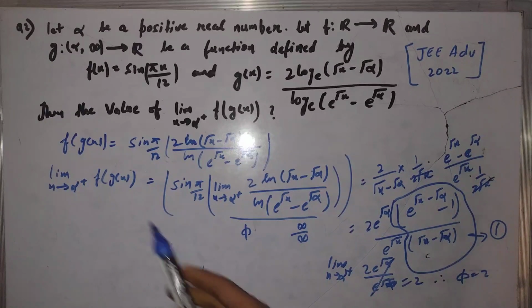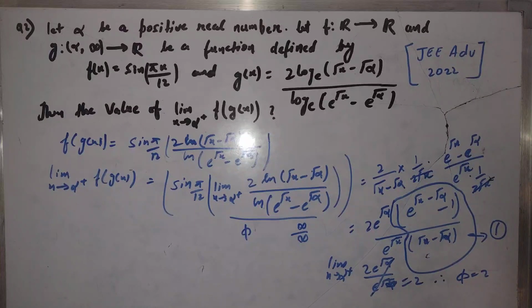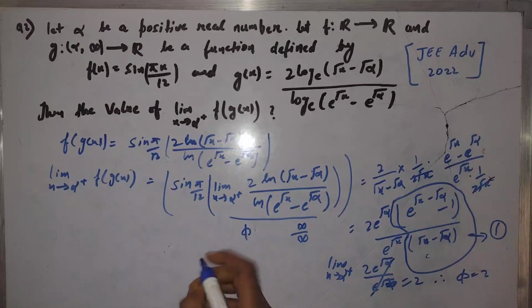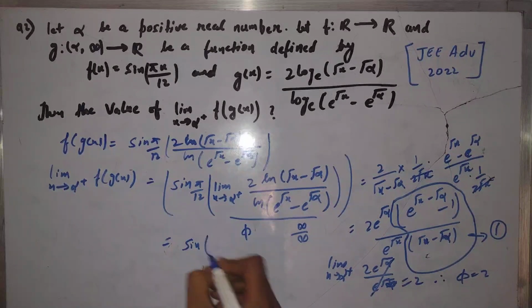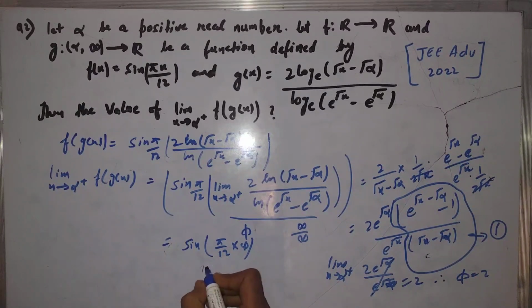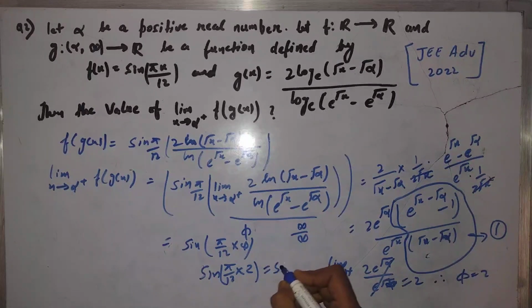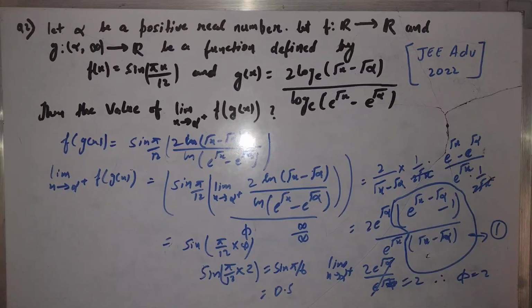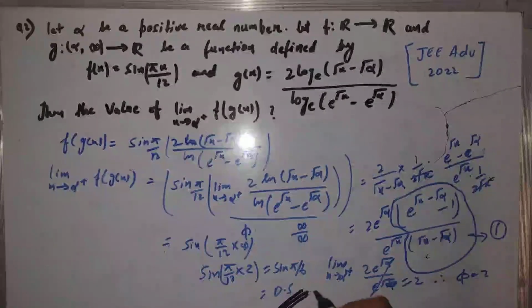Then we have to find the limit of f of g(x), so we put φ here. This becomes sin(π/12 · φ), which is sin(π/12 · 2). So this becomes sin(π/6), which equals 0.5. So that's the answer, it is 0.5.